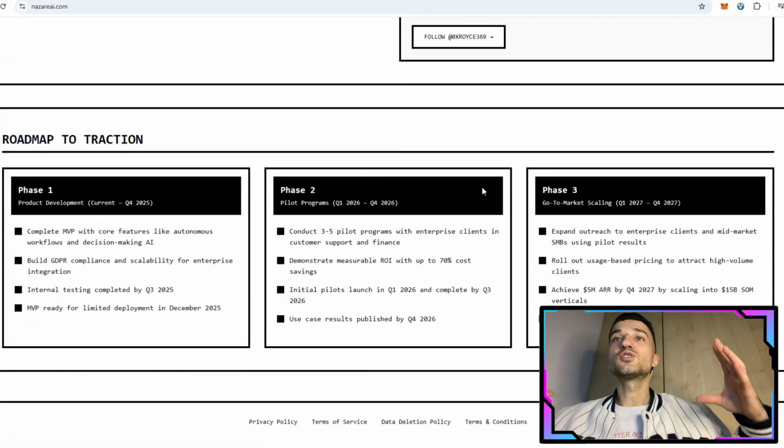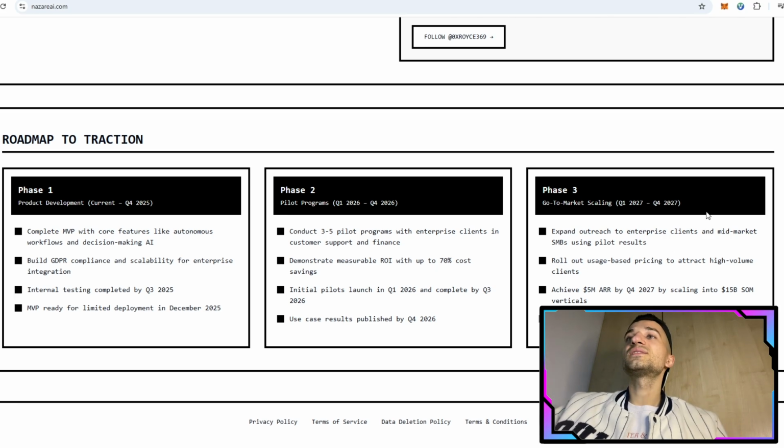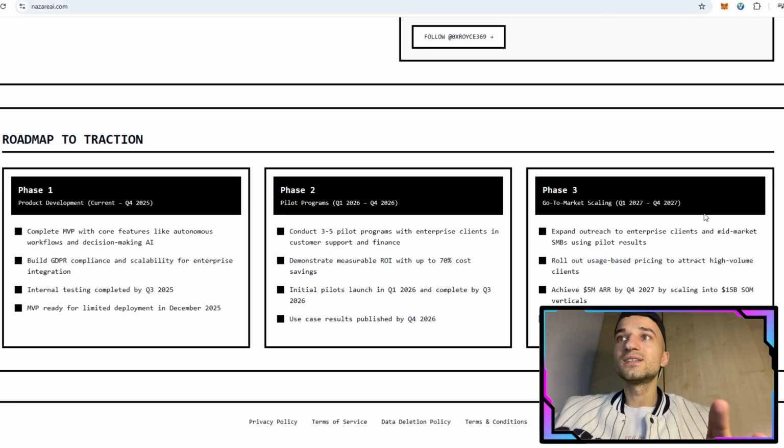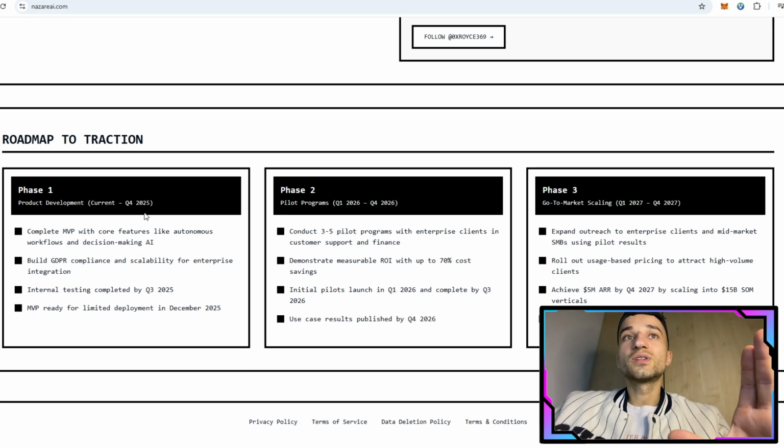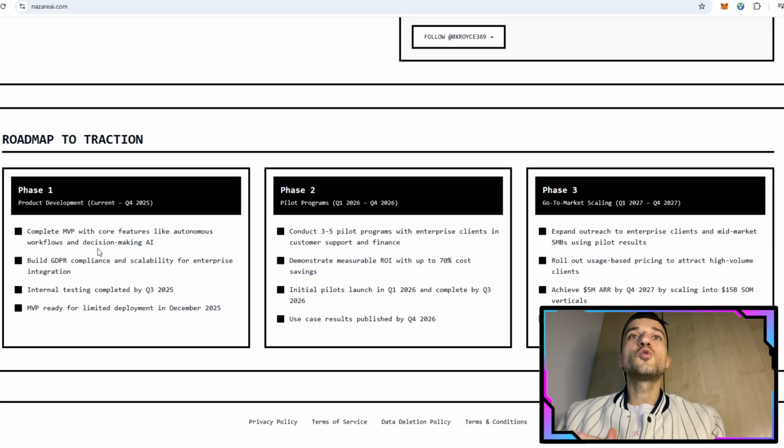Now guys, at the last, let's take a look at their roadmap, because as I told you, it's a long-term project, they are here to stay. As you can see, we have plans till 2027. That's a very long period of time. And as you can see, in phase one we have the product development. We are currently in quarter four, so complete the MVP with core features like autonomous workflows and decision-making AI. Also build the GDPR compliance for enterprise integration and internal testing complete by quarter three of 2025. And the MVP ready for limited development in December 2025.